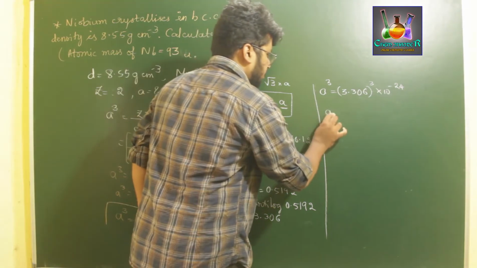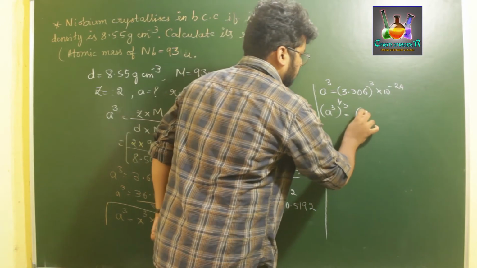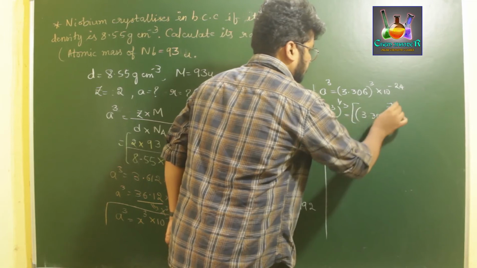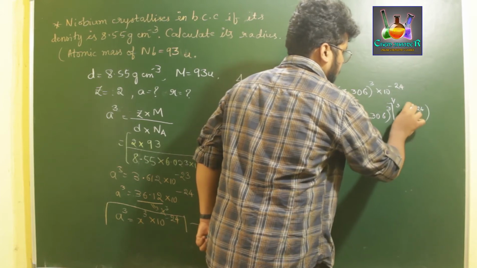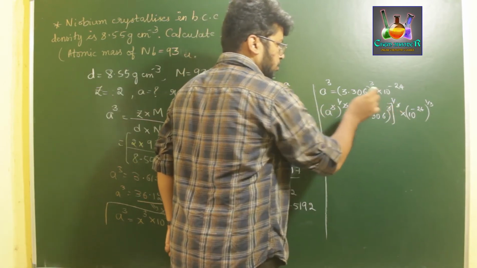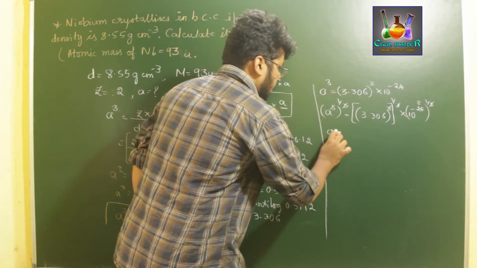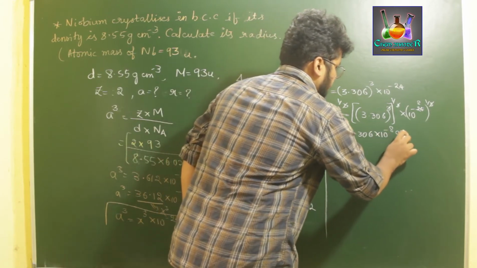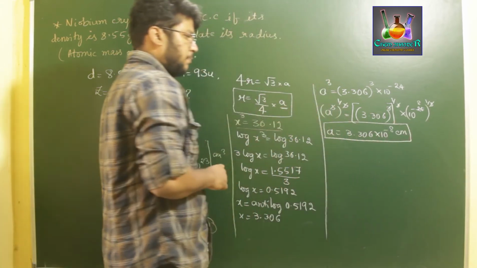On taking power 1 by 3 on both sides, a cube to the power 1 by 3 will be equal to 3.306 whole cube to the power 1 by 3 into 10 to the power minus 24 whole to the power 1 by 3. So the cube and the 1 by 3 get cancelled, and 3 eights are 24. So we get a is equal to 3.306 into 10 power minus 8 centimeter. So this is the edge length of the unit cell formed by niobium.